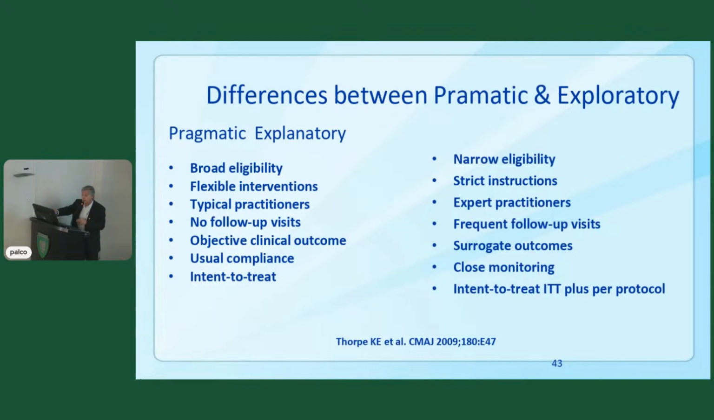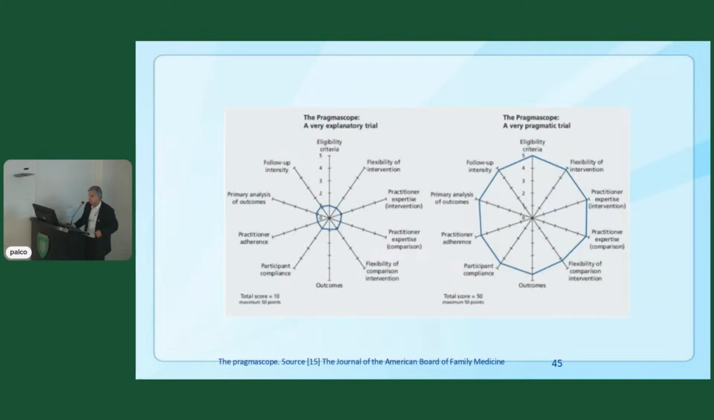Here in the narrow, I use surrogate outcomes also, in addition to objective. I forgot to add the objective outcomes are here too. Usual compliance and a pragmatic close monitoring. That's what we're doing here. This one here is either intention to treat plus per protocol. Protocol had a definition, how we're going to treat patients of such and such type, whereas the other one would have only intention to treat.